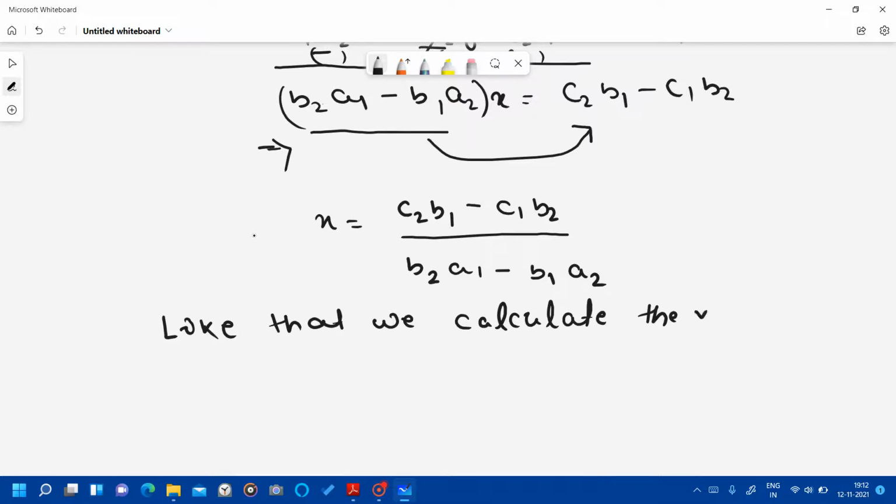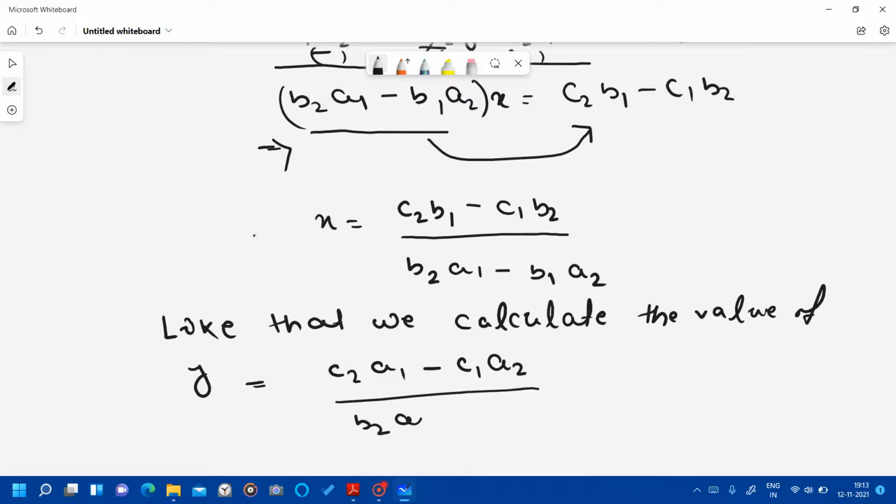We will calculate the value of y, and it will be (c2a1 minus c1a2) divided by (b2a1 minus b1a2).